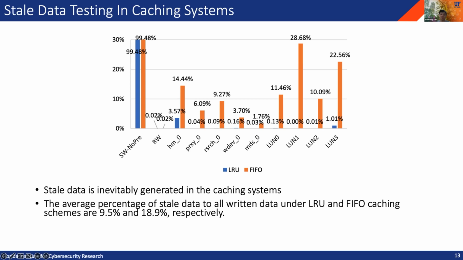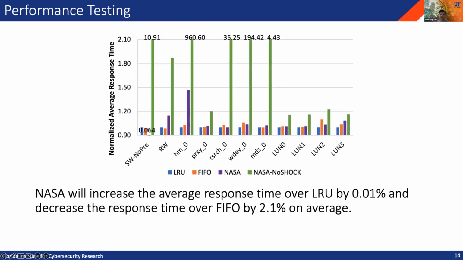Based on our experiment, stale data are inevitably generated in the caching system, and the percentage of stale data under LRU and FIFO caching policies are 9.5% and 18.9% respectively. For the performance, NASA will increase the average response time over LRU by 0.01% and decrease the response time over FIFO by 2.1% on average.